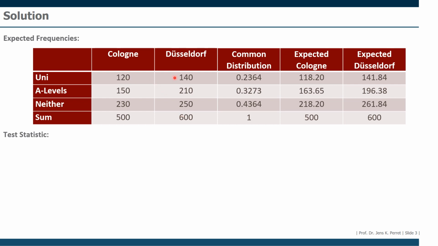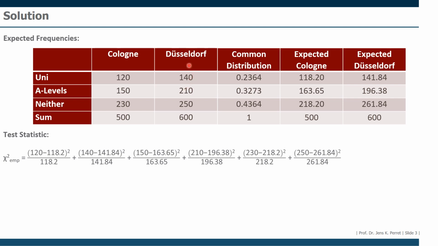For this, I'm just going to compare them pairwise. Actual frequency, expected frequency. Actual frequency, expected frequency. So in total, in this case, I have 6 comparisons to perform. With chi-square, comparison means I'm going to take the actual value, subtract the expected value, square the result and divide this by the expected value. That's here, actual minus expected. I'm going to do this for all 6 possible outcomes. The second one is for Düsseldorf and University, then I have Cologne and A-levels, Düsseldorf and A-levels, and so forth. If I calculate the result, in this case, I get 3.3079. So that's my test statistic.